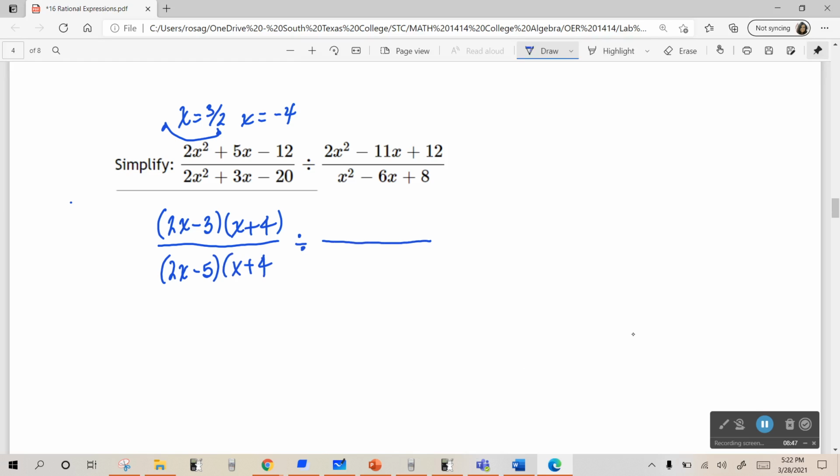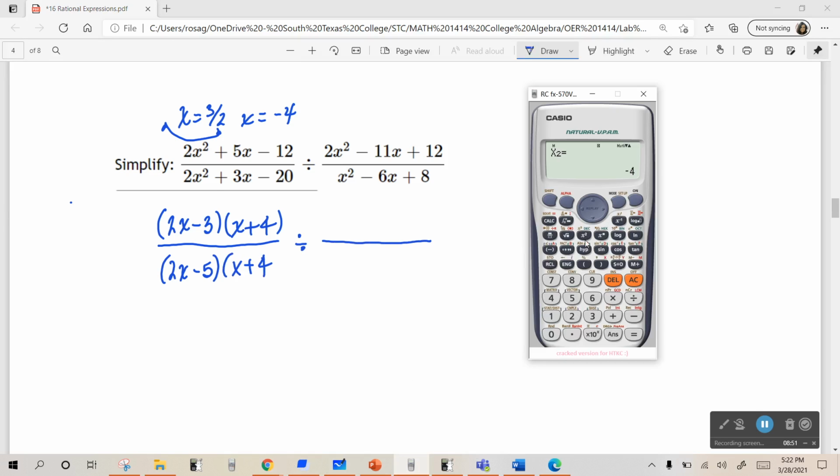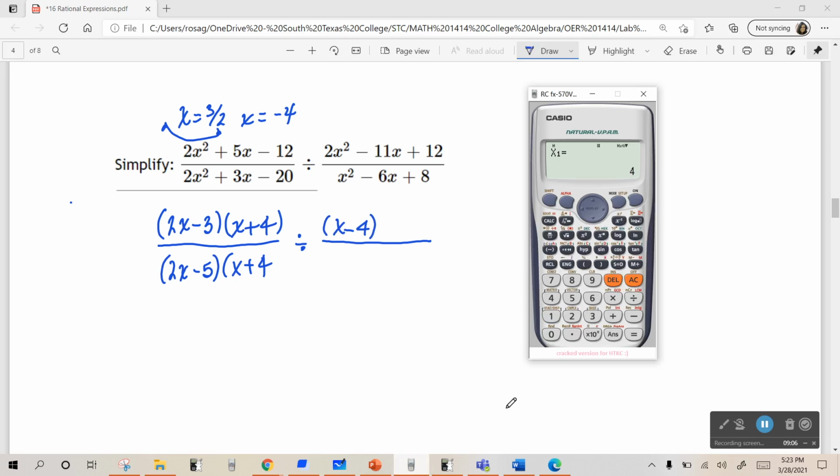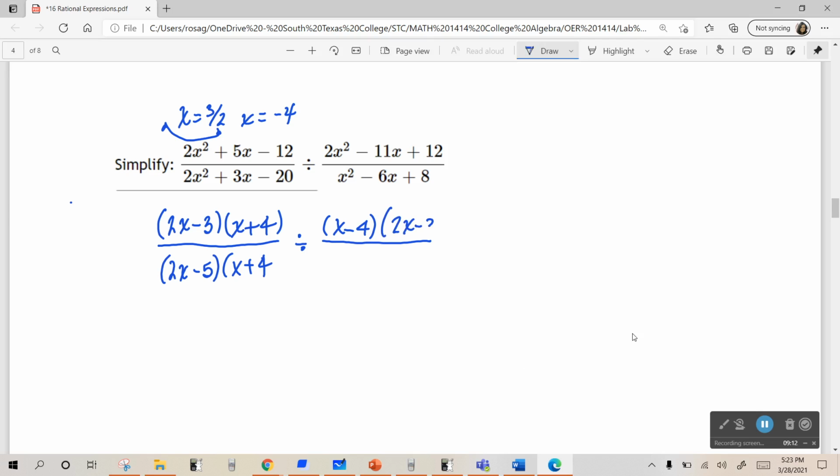Now I'm going to do that top one. 2, and then negative 11, and then 12. And I get 4, so that's going to be x minus 4. And then 3 halves, so that's going to be 2x minus 3.